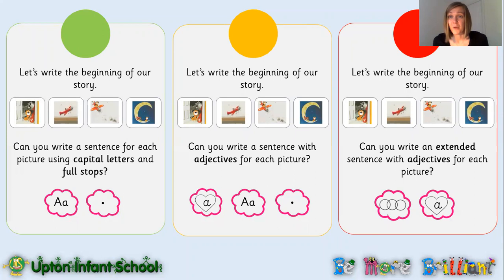And if you're going to have a go at the red challenge, that means you're going to have a go at adding more. You're going to use the word and in your sentences. So you're still writing 4 sentences, but they're going to be bigger. You're going to extend them. And can you use adjectives as well? So have a little look. We're all going to be writing 4 sentences today, but are you going to remember your capital letters and full stops? Are you going to challenge yourself to add some adjectives? And are you going to challenge yourself to write and in some of your sentences?